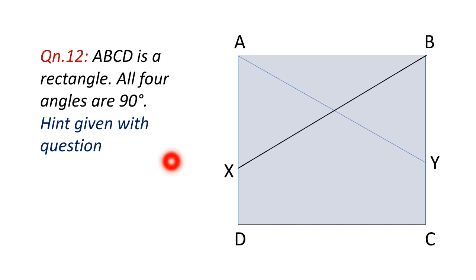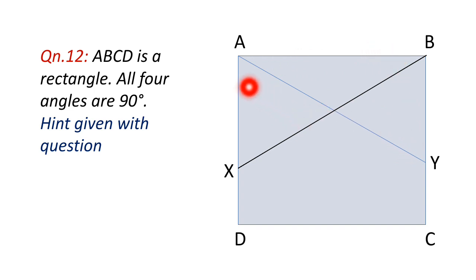The question number 12, the figure is not given in the book, only the question is given. So in the question it is given that it is the rectangle ABCD, and you have to take 2 points X and Y on the given sides AD and BC. Then you can see the hint. In the question you have the hint, and because this one is a rectangle, the angles are 90 degrees.